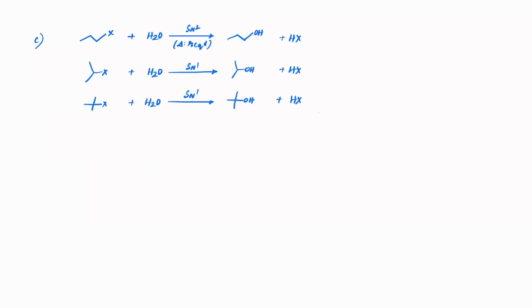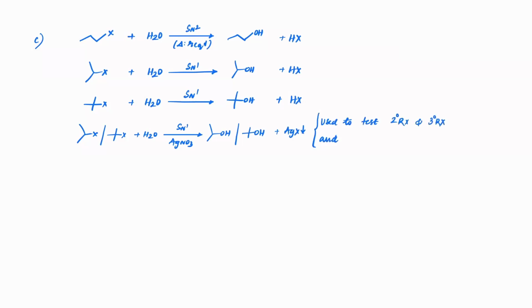And if at all we have 2 degree or 3 degree alkyl halides plus water, but you add it in the presence of AgNO3, then you will get alcohol as well, but most importantly, you will get a precipitate here. This can be used to test 2 degree and 3 degree halides because these will have stable carbocations.